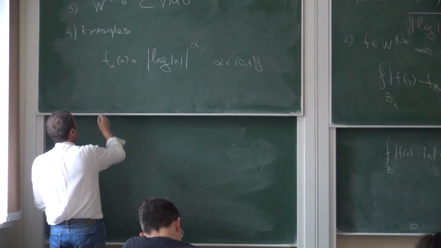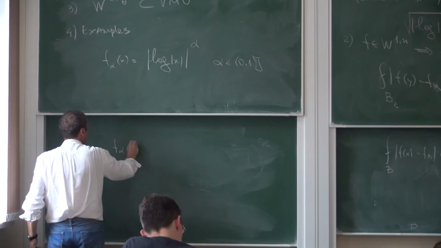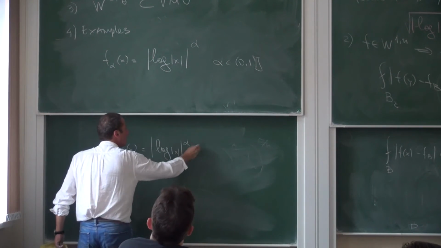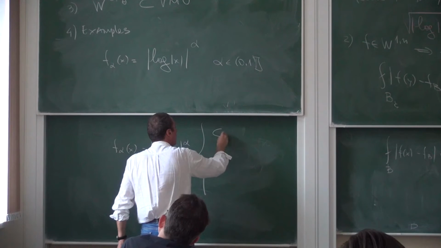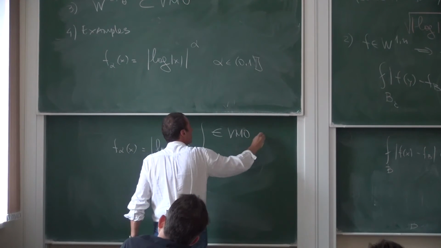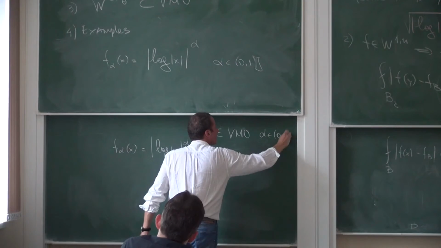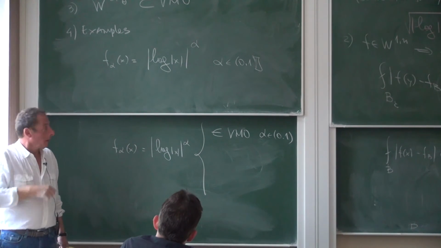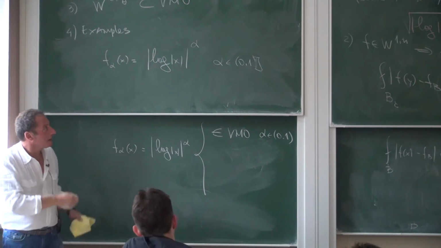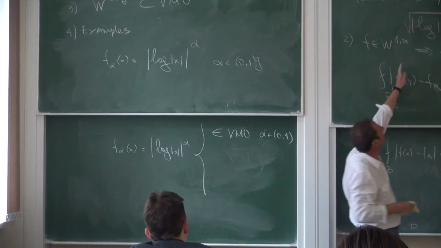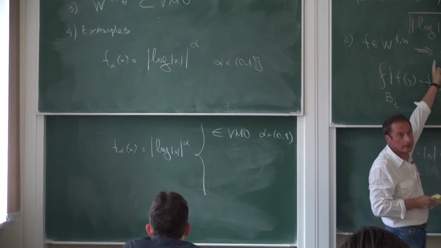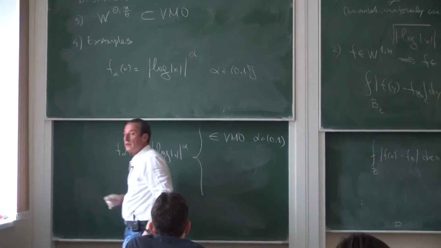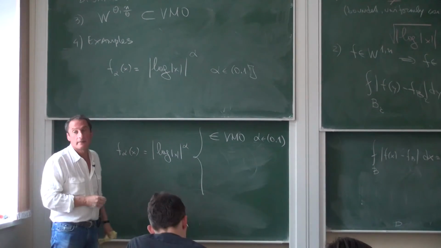All these functions are VMO functions when alpha is strictly less than 1, because I took here a square root of the modulus of the logarithm. For each power alpha less than 1, you have VMO functions.